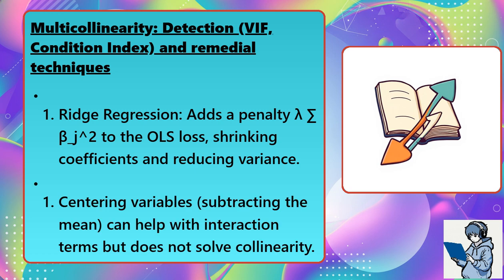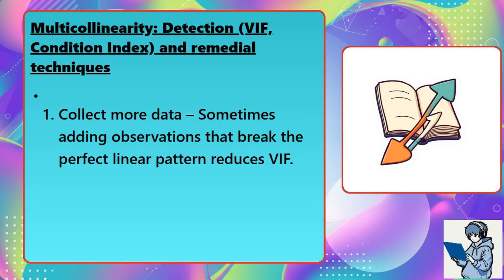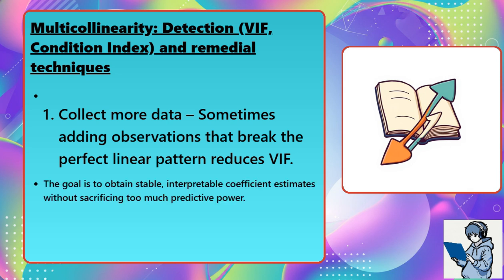Number 4, centering variables, subtracting the mean, can help with interaction terms but does not solve collinearity. Number 5, collect more data. Sometimes adding observations that break the perfect linear pattern reduces VIF. The goal is to obtain stable, interpretable coefficient estimates without sacrificing too much predictive power.